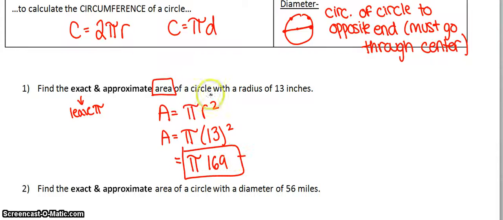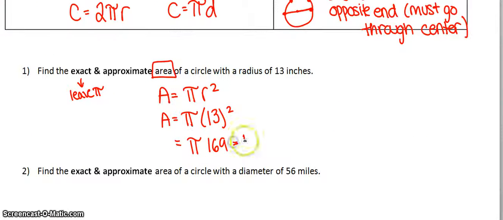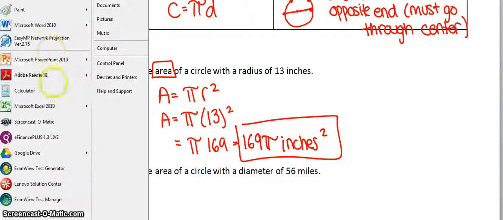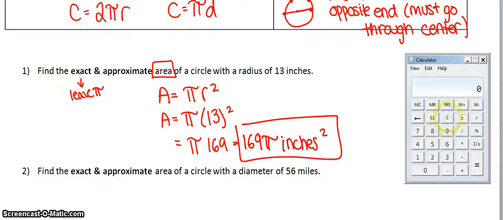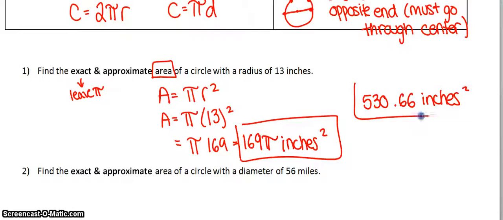A better way to write that, just to be in proper mathematical form, would be to write the 169 first and then the pi. Okay, and don't forget your units. If we're talking area, this is inches squared. Whereas if I wanted the approximate, I would want to actually multiply out that pi, not leave pi in the answer. So it'd be 169 times, if you have a pi key on your calculator, that would be better. If not, you can just type in 3.14, because my computer doesn't have it. And that would be 530.66 for the approximate. It's approximate because you have to round it. It's not exact, like this one is.